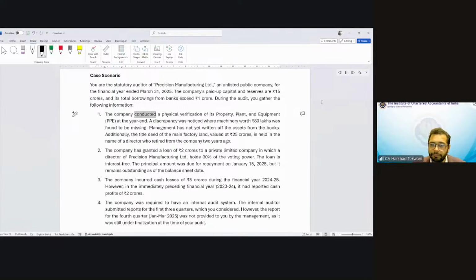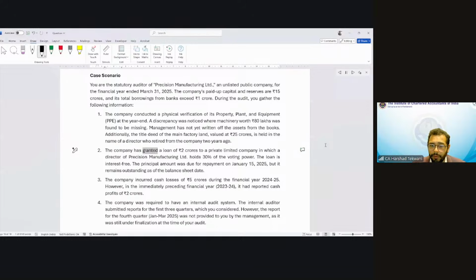The company conducted a physical verification of its property, plant, and equipment, PPE, at the year end. A discrepancy was noticed where machinery worth 80 lakh rupees was found to be missing. Management has not yet written off the assets from the books. Additionally, the title deed of the main factory land, valued at 25 crore rupees, is held in the name of a director who retired from the company 2 years ago.